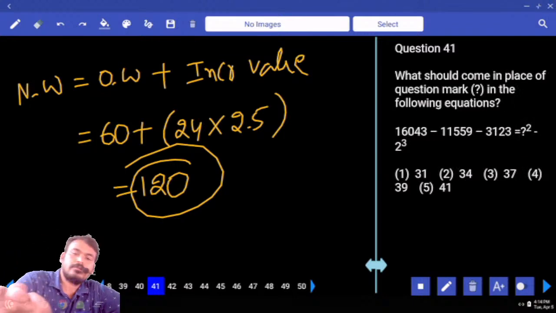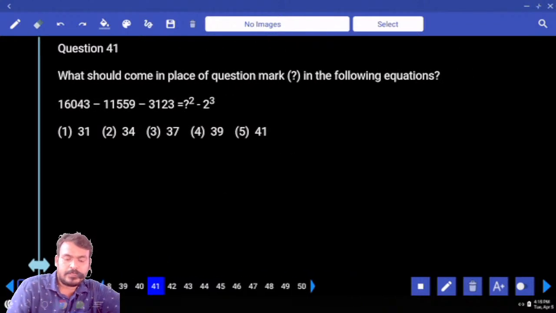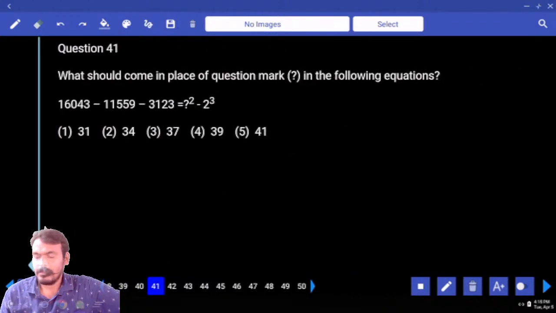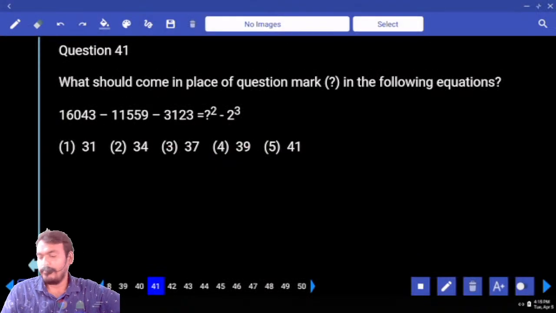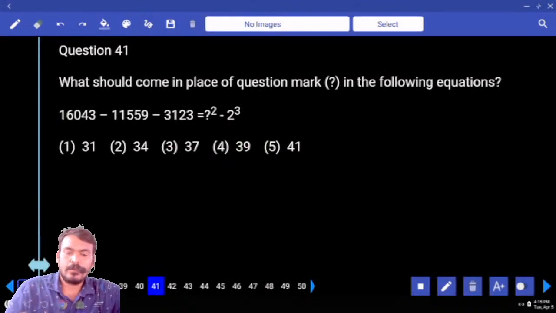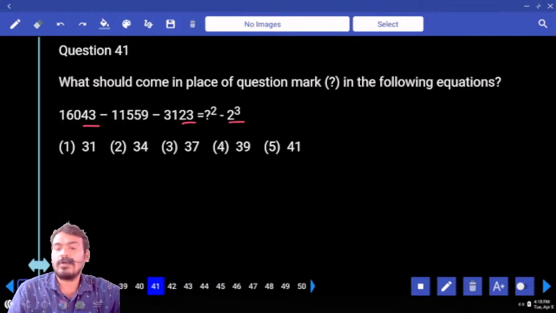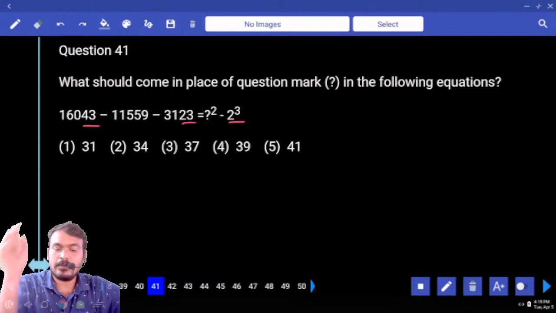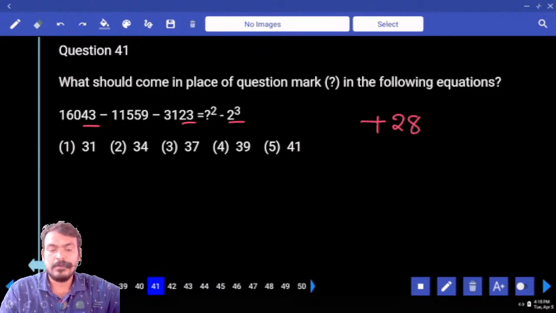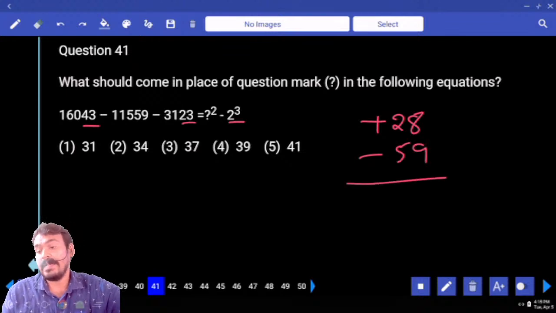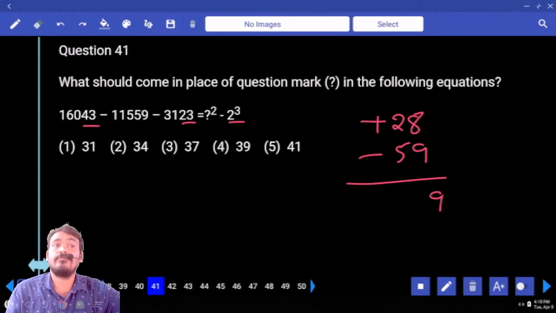Next, simplifications. Verification of the units position. 43 minus 23, 20, or not? Minus 2 cube becomes plus 2 cube, or not? Okay, 20 plus 8, 28. Plus 28 minus 59. 18 minus 9 means ending with 9, or not? 9 means square of which one? Either 3 square or 7 square.